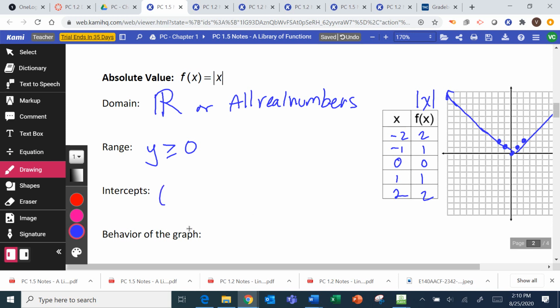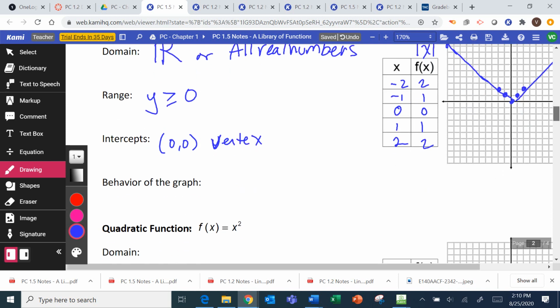Intercepts, normally we've got like a 0, 0 for the vertex, V-E-R-T-E-X, that's a V. But we'll talk more about stuff like that with transformations. I'm not going to spend too much time on intercepts and behavior. That's not the most important part of what we're doing today. Behavior would be either both ends are up or both ends are down. Those are our options for absolute value.